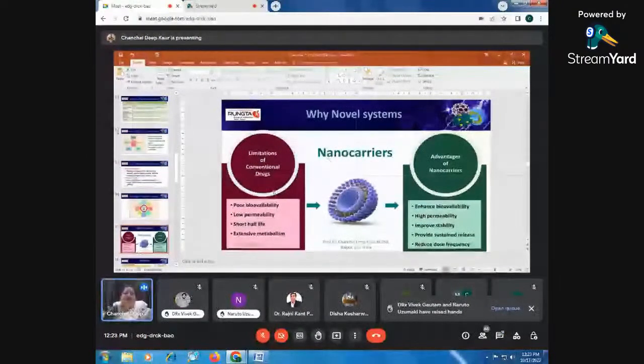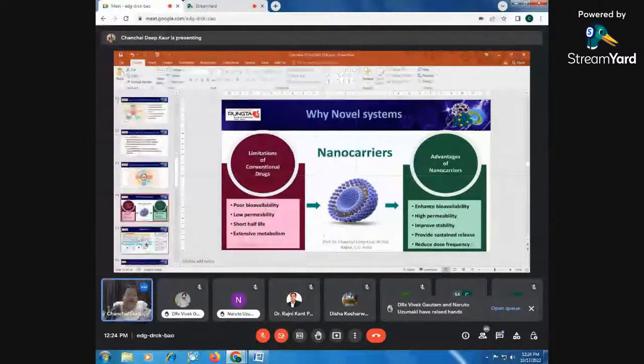Okay. And what will be the advantage of novel carriers? Bioavailability will be enhanced, then permeability will be increased. You can improve stability, you can provide sustained release, you can reduce dose frequency. If you are preparing controlled release, then you will be getting steady state concentration. For that, zero order release will be achieved. So what we do is we design a delivery system in such a way that a predetermined quantity of the drug goes to the predetermined site and releases the drug. So site as well as amount, these two are important factors that have to be considered while preparing novel systems.